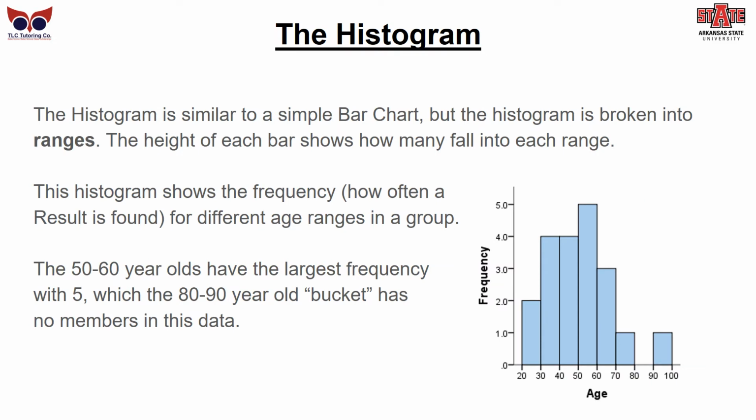Now, a histogram looks kind of like a simple bar chart, but the histogram is broken into ranges rather than specific discrete pieces of information. So the height of each bar shows how many fall into each range. The histogram shows the frequency, how often a result is found for different age groups in this group of people. You can see in this histogram, the 50 to 60-year-olds have the largest frequency. There's 5 people. But the 80 to 90-year-old bucket has no members, so you can easily see the highs and lows of a group.